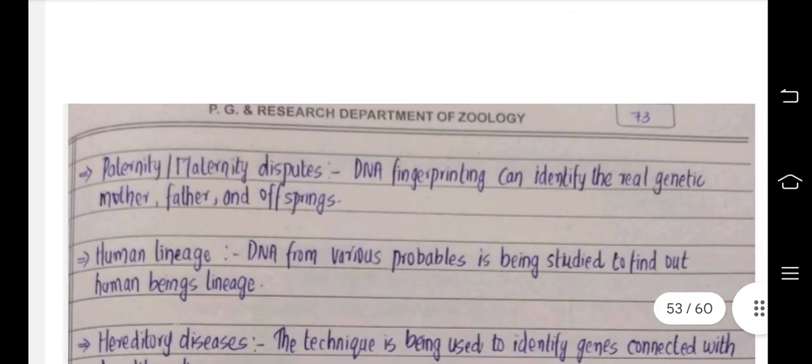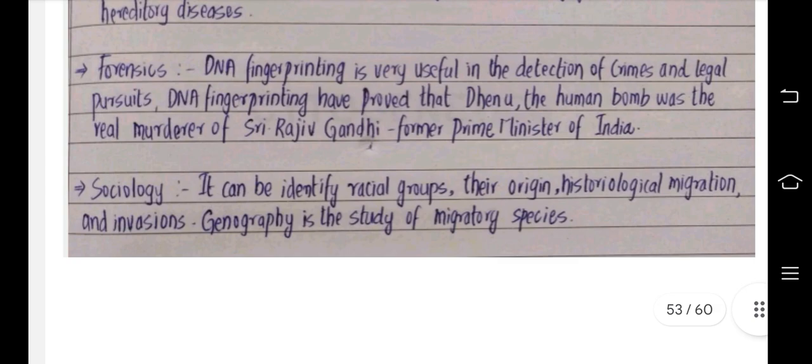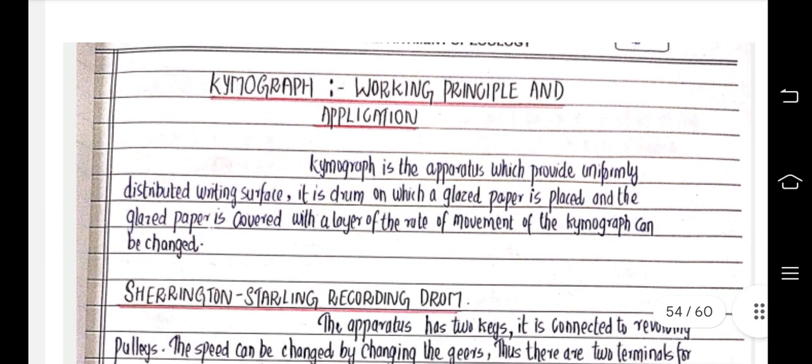Paternity, maternity disputes, individuality, human lineage, hereditary disease, forensic, sociology. It can be used to identify racial groups, their origin, historical migration, and geography, and in the study of migratory species. Then kymograph, working principle and applications.